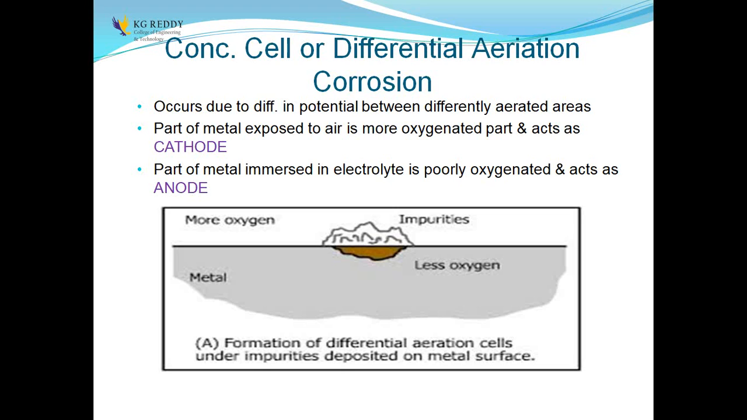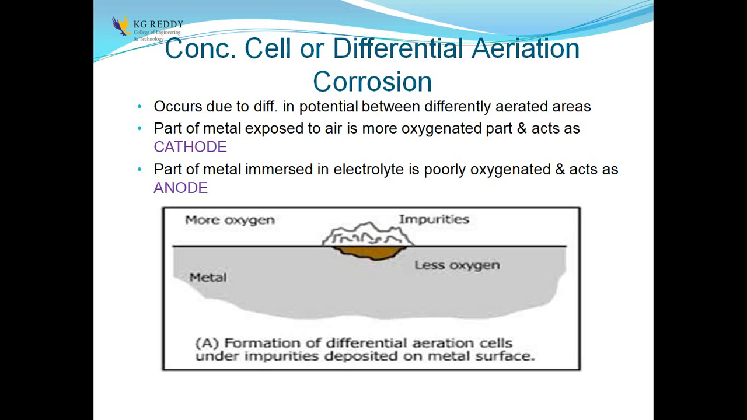So here, the poor oxygenated area means the metal which is dipped in the solution always acts as an anode. The half part of the metal dipped in the solution is a poor oxygenated area that acts as an anode. The metal which is free from the solution is a more oxygenated area, and that part acts as a cathode. The metal which acts as an anode initially releases electrons.